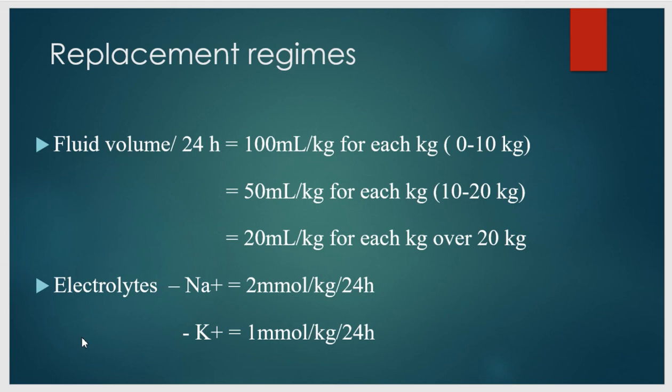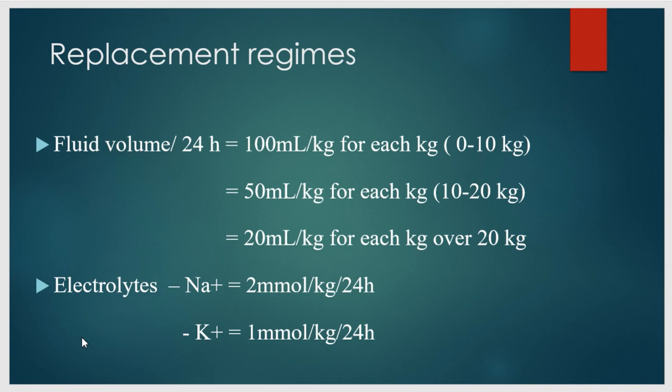For example, suppose a patient's weight is 50 kg. For the first 10 kg, that means 100 ml per kg, 100 into 10 is equal to 1000 ml, that is 1 liter. Okay, keep in mind. Then 11 to 20 kg, at the rate of 50, this will come as 500 ml. Add it to the 1 liter, then it becomes 1.5 liter up to 20 kg.